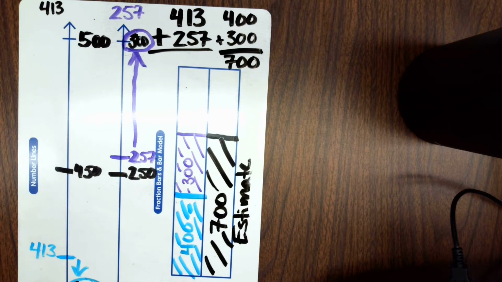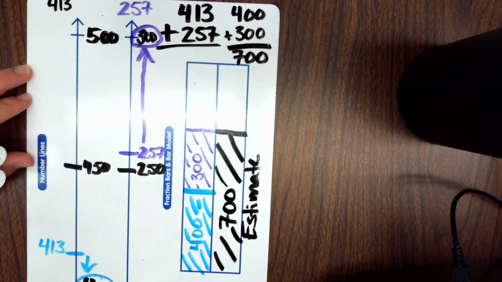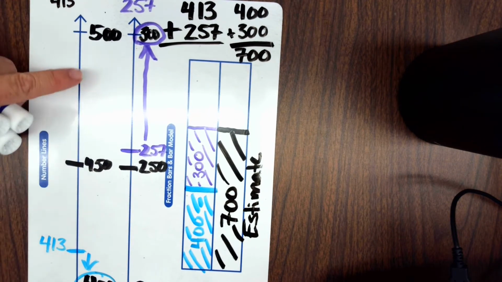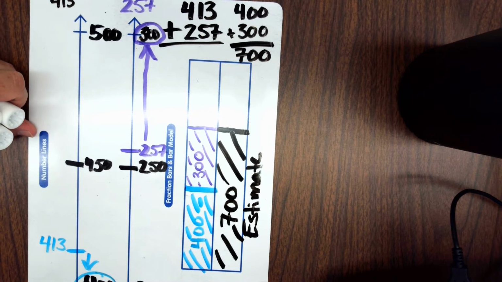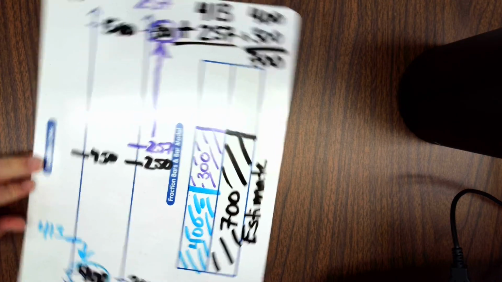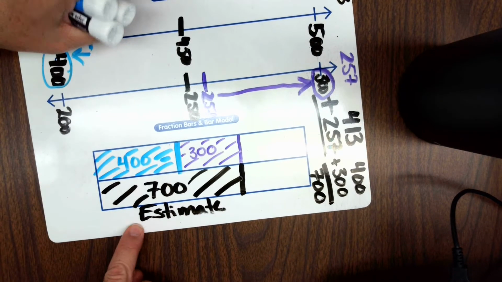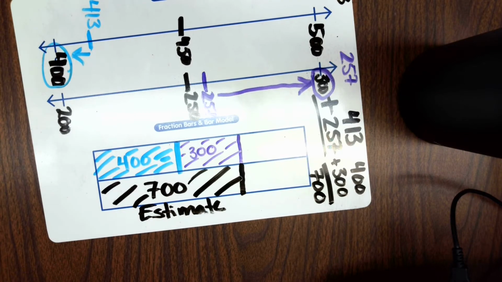The reason we do estimation is so that we know if our final answer is reasonable or not. If we had our final answer come out as 9,846 and we estimated 700, we would realize that our final answer did not make sense, so we would have to go back and fix our mistakes. So that is one example of using a vertical up and down number line to help us round numbers and create estimates using this type of whiteboard.